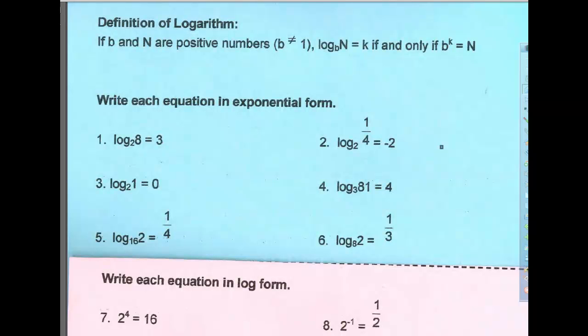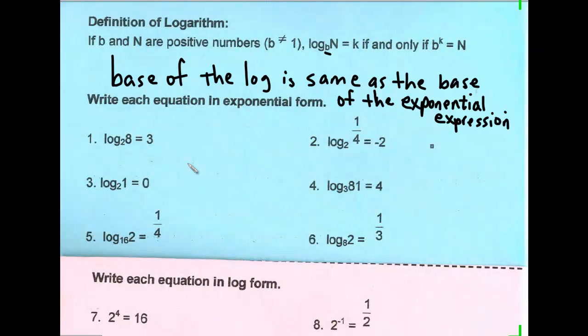We continue our unit on logarithms. Let's look at the definition of a logarithm. If b and n are positive numbers, b is not equal to 1, then log base b of n equals k if and only if b to the k power equals n. Let's write each equation in exponential form.